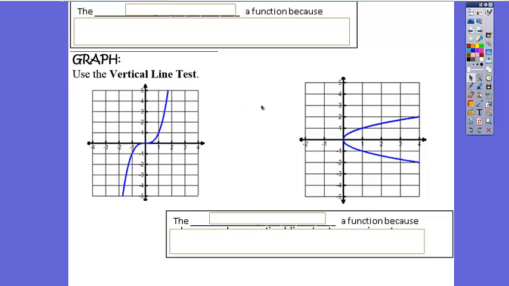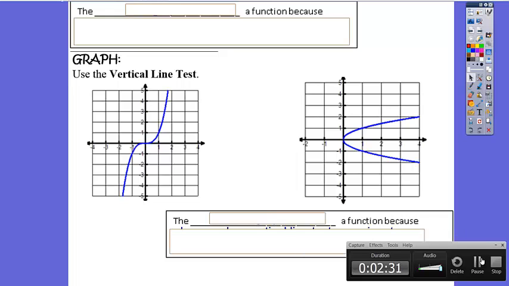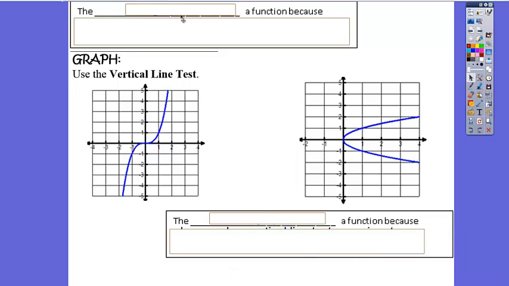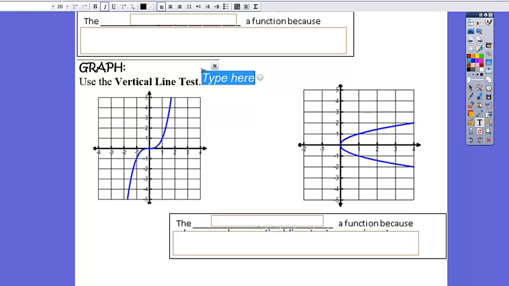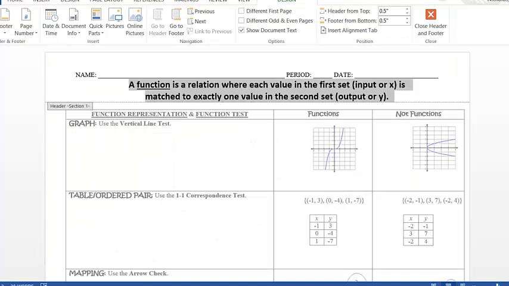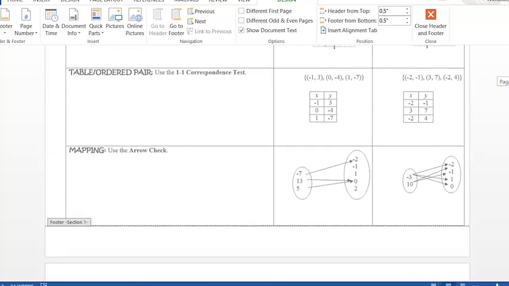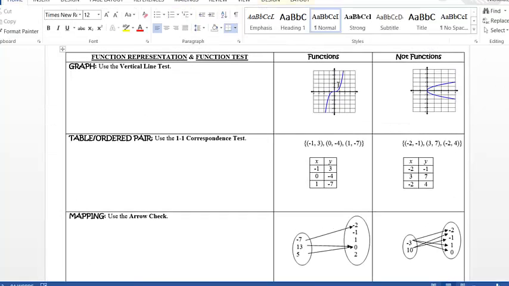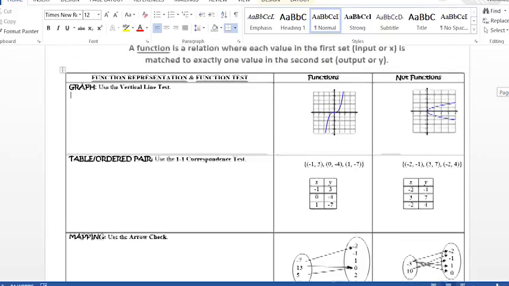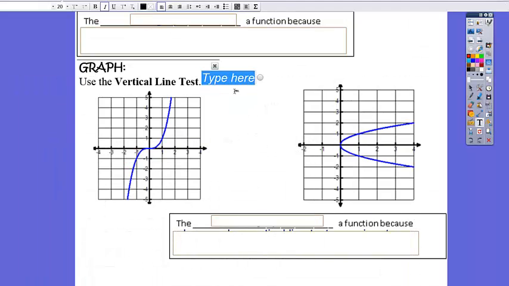The first example is on a graph. Okay, welcome back. On a graph, we're going to use the vertical line test. Make sure you have this notes page in front of you. This is where you're going to take your notes in these sections and draw the examples. If you don't have those, they're in the plastic bin. You need to go get those now. The vertical line test on a graph is basically saying we're going to draw a vertical line to make sure that each x value only pairs with one y value.